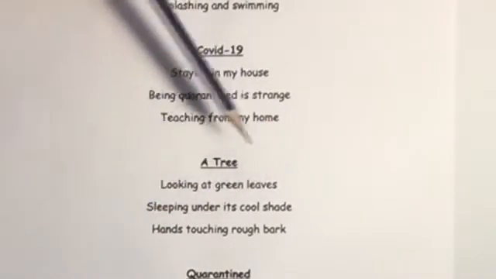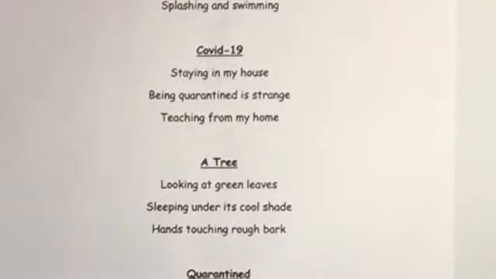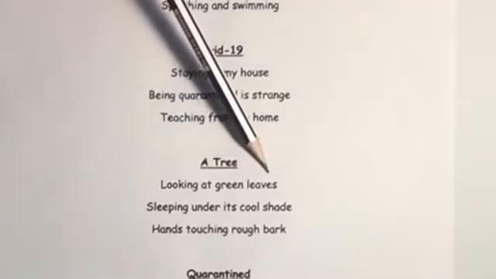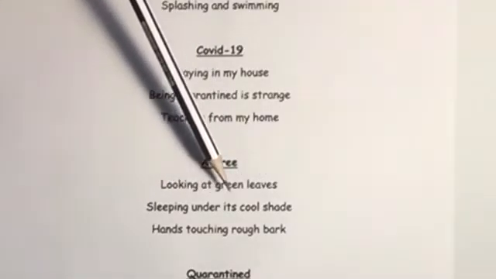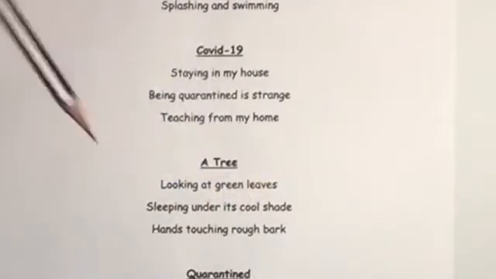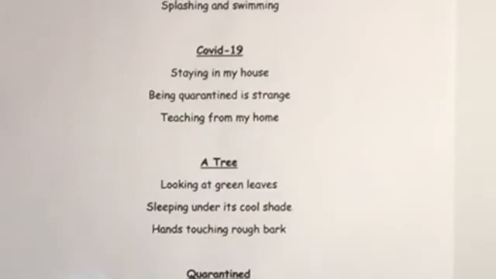And a tree. Another poem about nature, because we do want to write about nature if we can, or we want to write about your feelings or your mood. Looking at green leaves, sleeping under its cool shade, hands touching rough bark. Let's see if I follow. I have the 3 lines. Looking at green leaves, sleeping under its cool shade, hands touching rough bark. 5, 7, 5. We did it again.